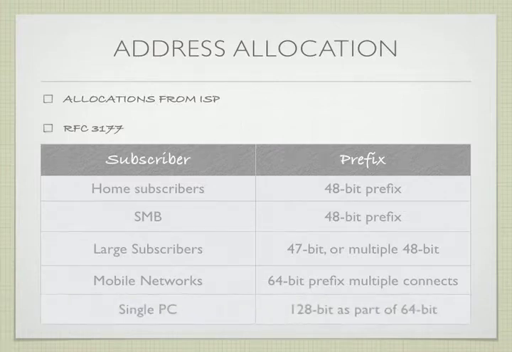And finally, your single PC is going to be a 128-bit address that's part of a 64-bit allocation. So these are how the address space is being carved up and parceled out. These are rather large address spaces being assigned here. 48 bits is a lot of addresses.